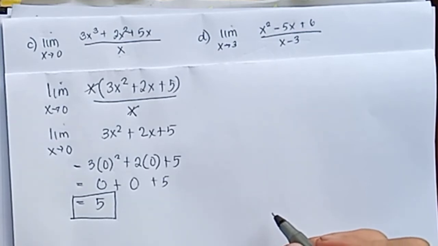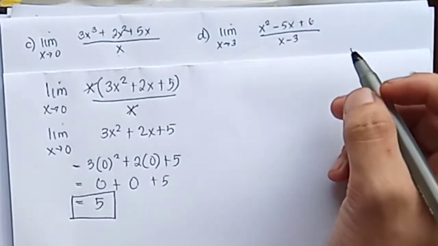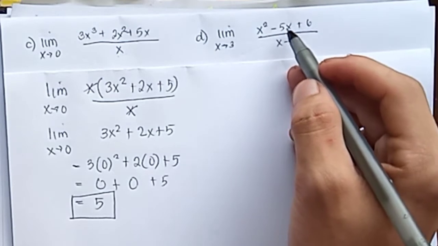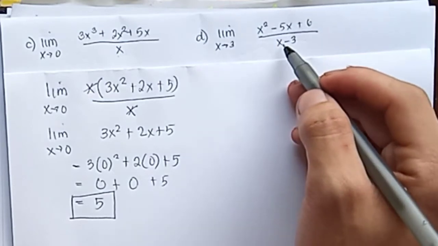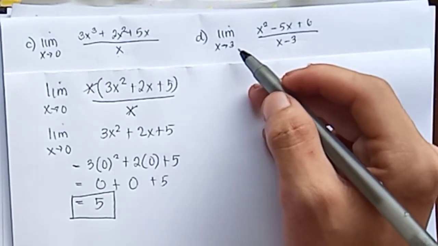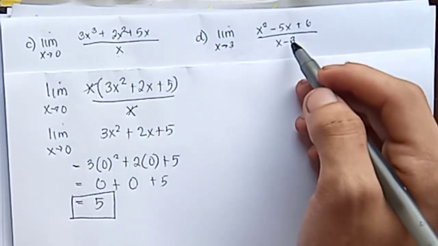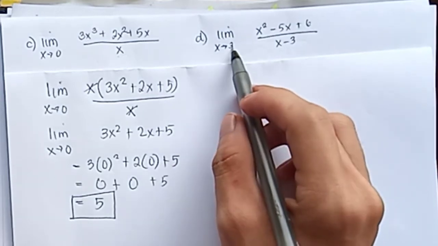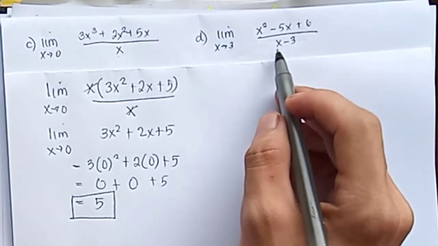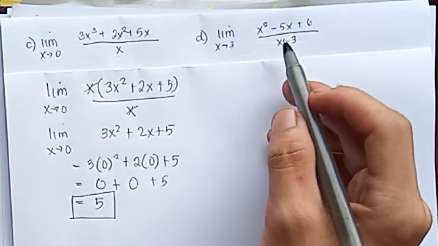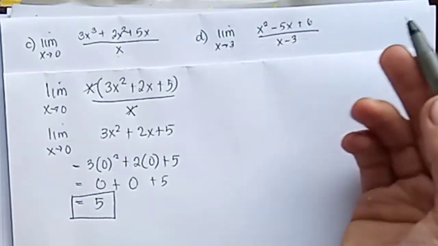How about in letter D? In letter D, we have the limit of x squared minus 5x plus 6 over x minus 3 as x approaches to 3. So, let's try muna kung ipa-plug in natin yung 3 sa denominator kung magiging 0 siya. Okay, kung ipa-plug in natin, that is 3 minus 3, that is 0. Therefore, pwede tayo mag-factor sa numerator.